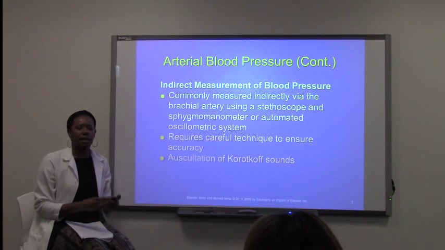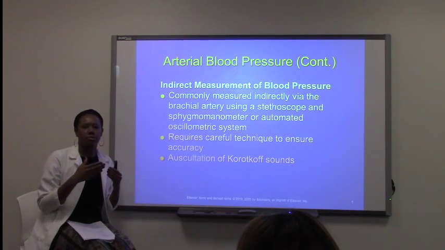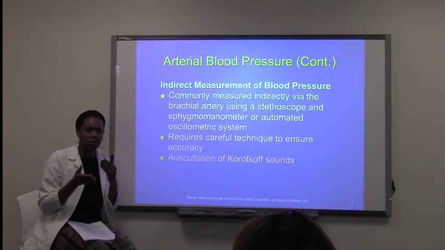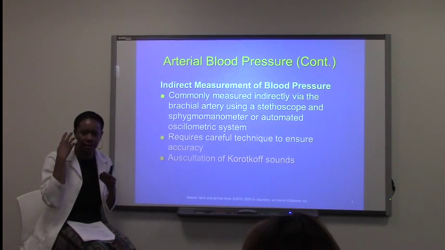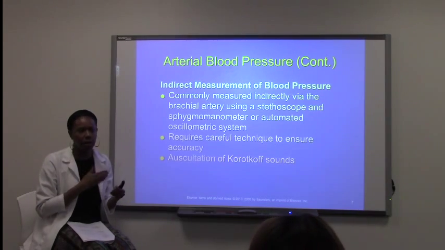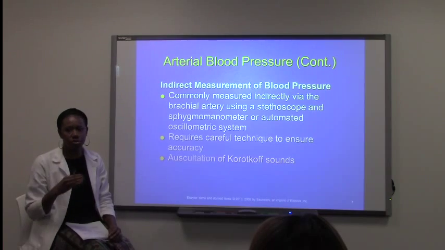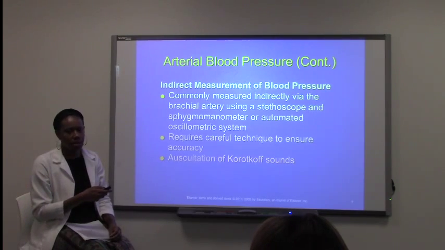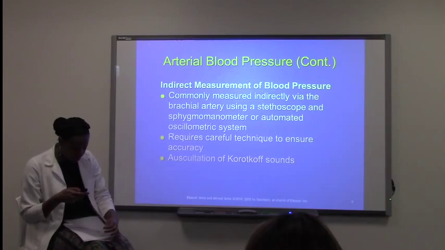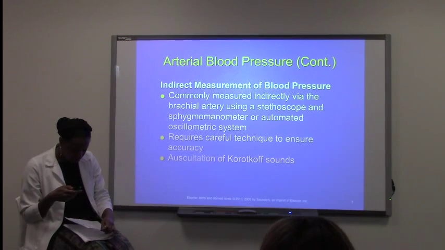If you don't remember what that is, remember cortical sounds is the blood that splashes up against the arterial wall, making that sound that you hear that sounds like a heartbeat, okay? So this is how you get your two different readings, if you remember taking a blood pressure.